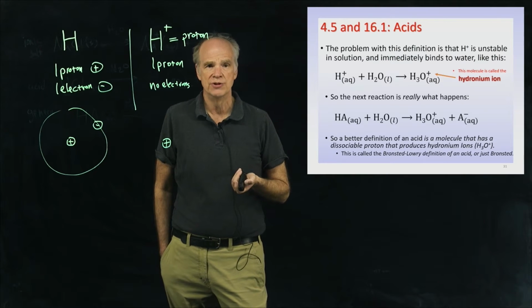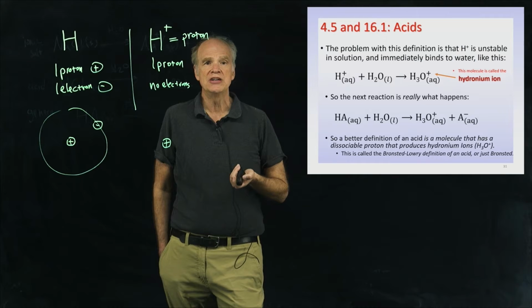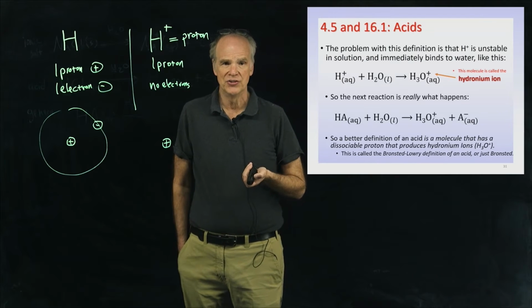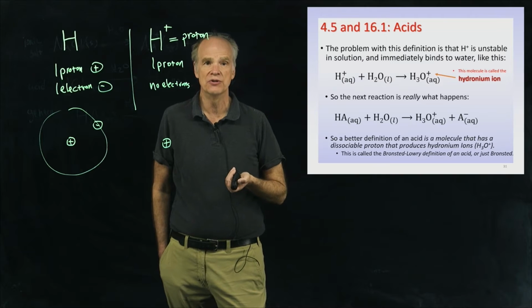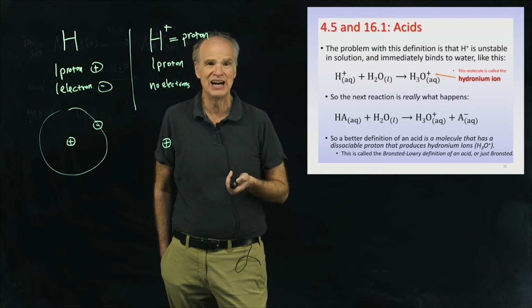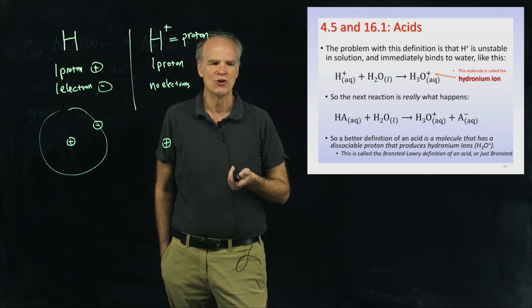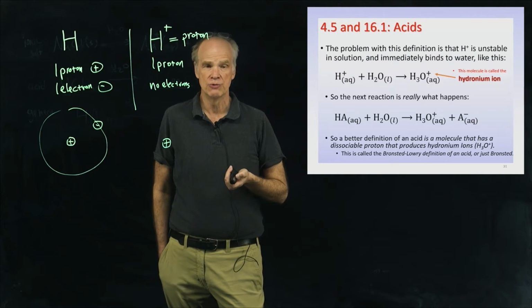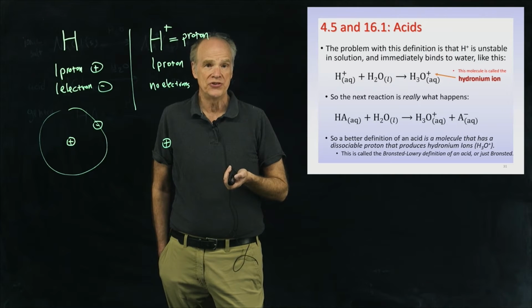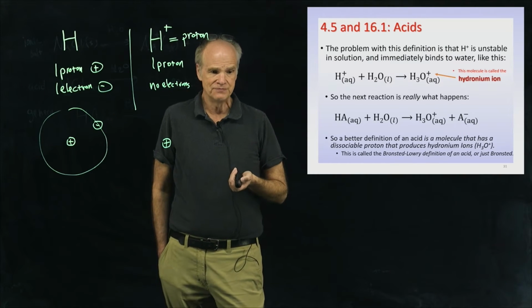Lowry also contributed to the theory, so this is the Bronsted-Lowry definition of acids. Again, acids are proton donors in that they donate protons, or hydrogen ions, to water molecules to form hydronium ions. So you need to know both definitions: the Arrhenius definition and the Bronsted-Lowry definition, which are different.